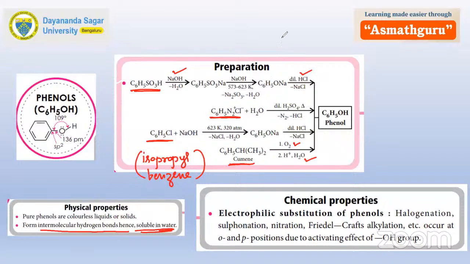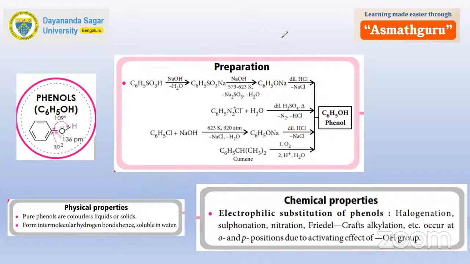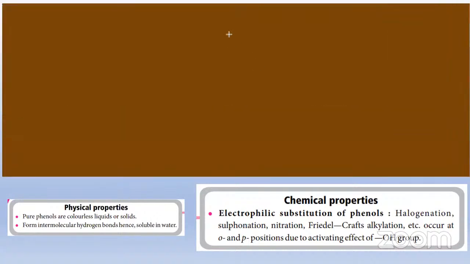So what are the important reactions of this particular phenol? A very, very important aspect of phenol is its acidic nature. I'll take a board and explain it to you. We'll take the brown board. A very, very important property of phenols. What is the property? The acidic nature. Is phenol acidic? Yes, phenol is acidic.